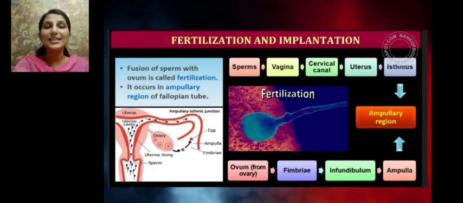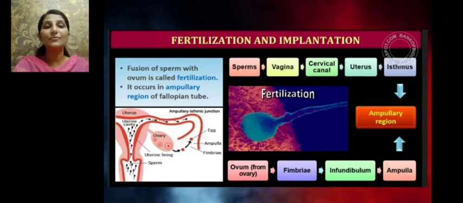After insemination, the sperms have to travel through the vagina, then through the cervical canal, through the uterus, and finally reach the isthmus and ampulla. The isthmus and ampulla junction is the place where the male gametes reach.